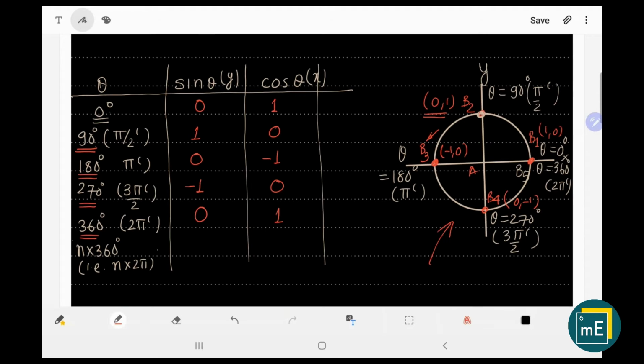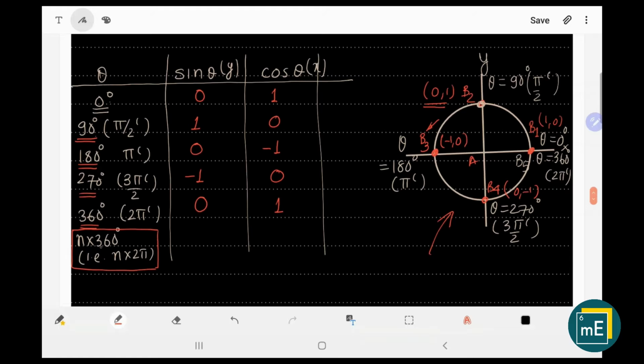Now over here I have defined a special angle which is written as an integer multiple of 360 or an integer multiple of 2 pi. This angle represents a position which is the same as B1 or B5. So for every angle which can be written as an integer multiple of 360 degrees or an integer multiple of 2 pi, cos theta will become 1 and sine theta will become 0.